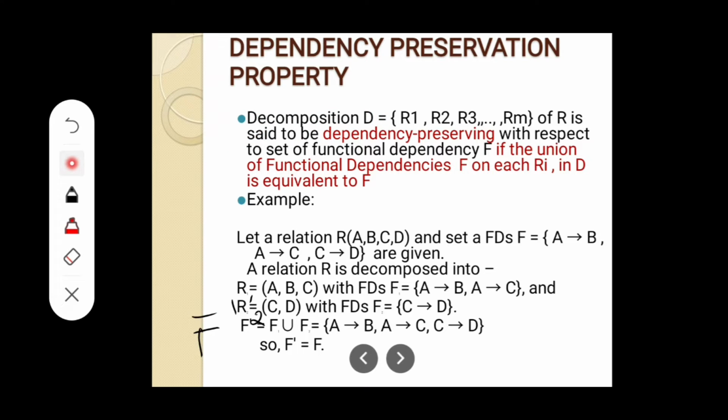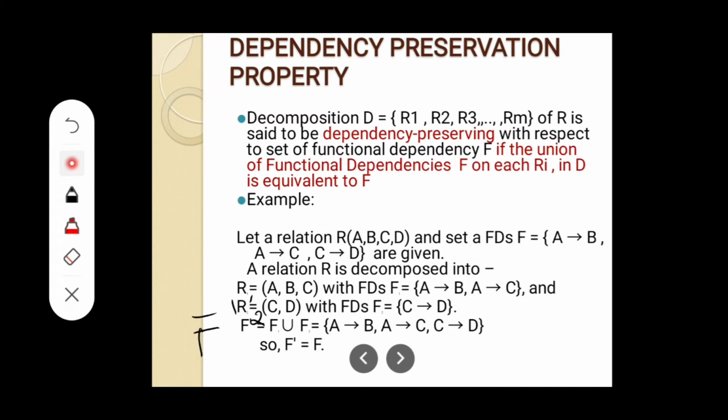So decomposition D equal to R1, R2, R3, etc. up to Rm. So what do you mean by that? The relation R is decomposed into D. So the decomposed relation set is having relations R1, R2, R3, etc. up to Rm of R. This decomposition is said to be dependency preserving with respect to the set of functional dependencies F. So this dependency preserving is actually explained with respect to the functional dependencies F. What is F? F is nothing but the set of functional dependencies of a relation R.